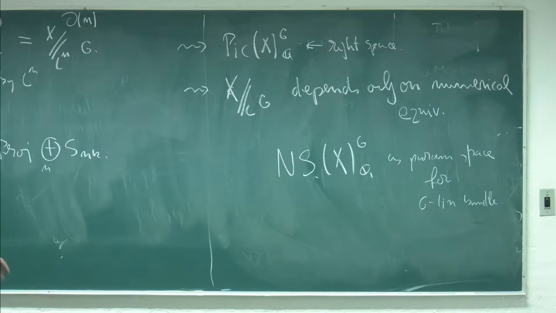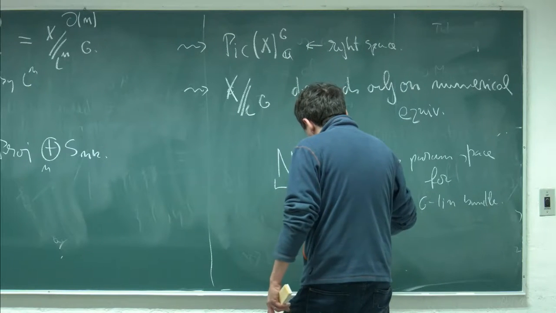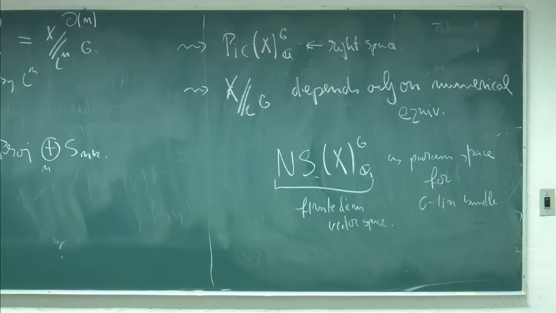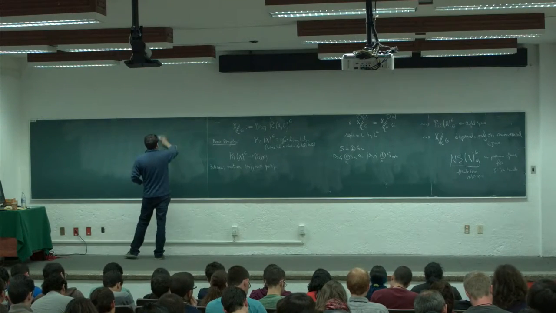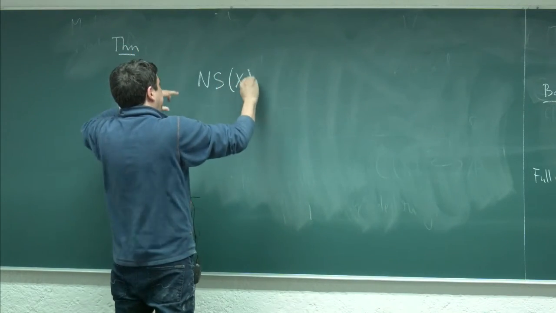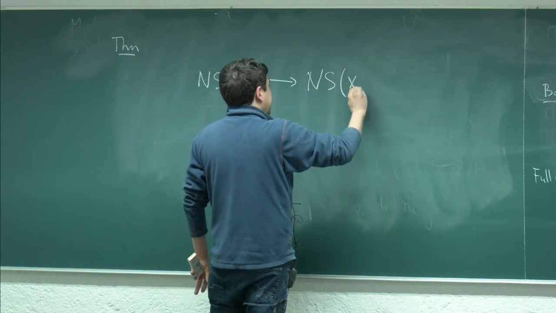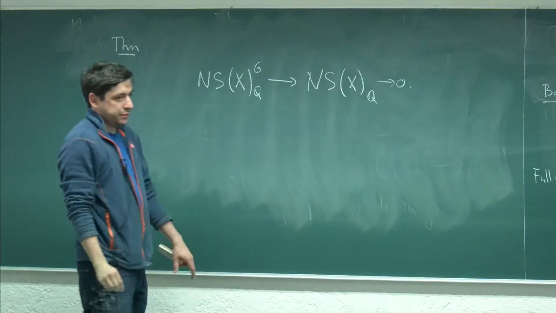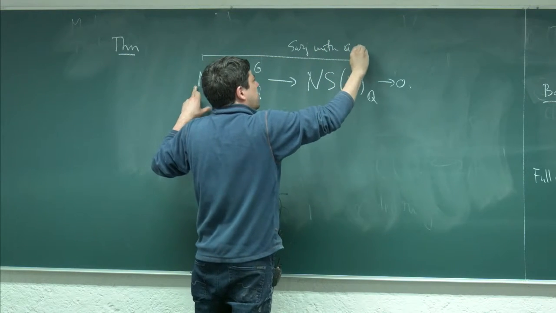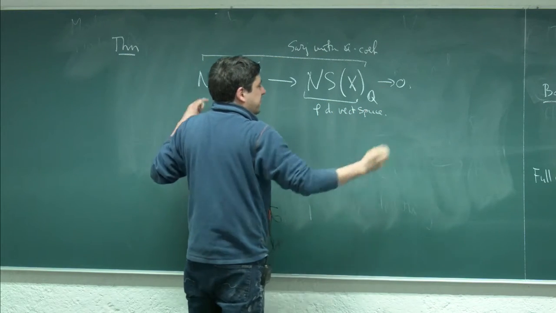And this is important because, as Olivier said, this is a finite dimensional vector space. Actually, let's see. How do I know it's a finite dimensional vector space? And let's put a theorem here, at least the statement of the theorem. So, theorem. I have NS_G(X) with Q coefficients. If I'm taking Q coefficients, it turns out that this is surjective. So surjection with Q coefficients. So this is a finite dimensional vector space, which is, of course, nice.